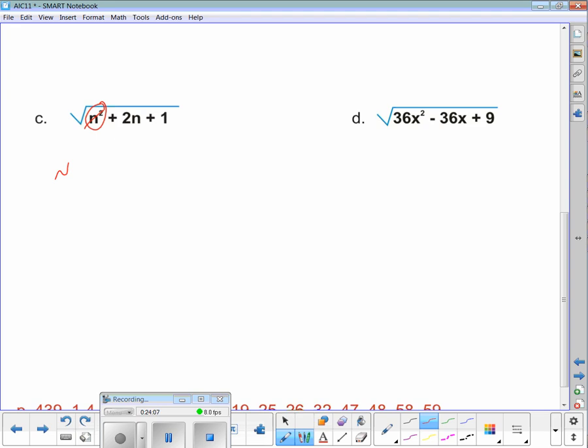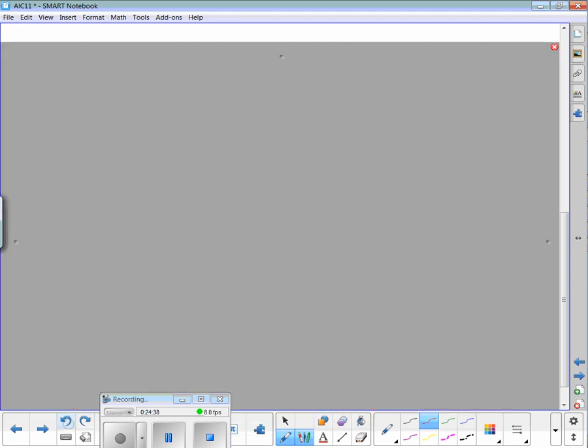Anybody know why that's wrong? Anybody know? Josh. Exactly. It's being added to the 2n, which is being added to the 1. This is one quantity. And you can't take the n squared by itself. We had the same principle involved with reducing fractions that had polynomials, etc. It's the exact same situation. This is all one thing. Don't make that big mistake.